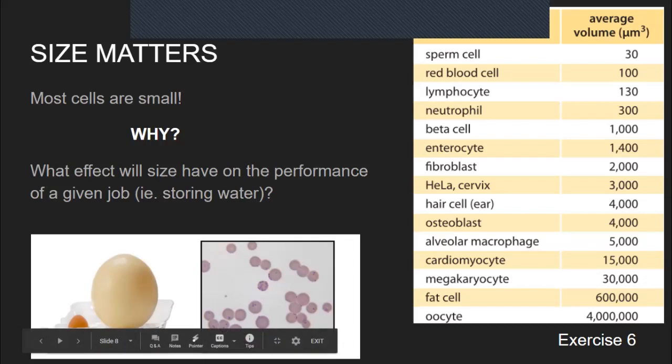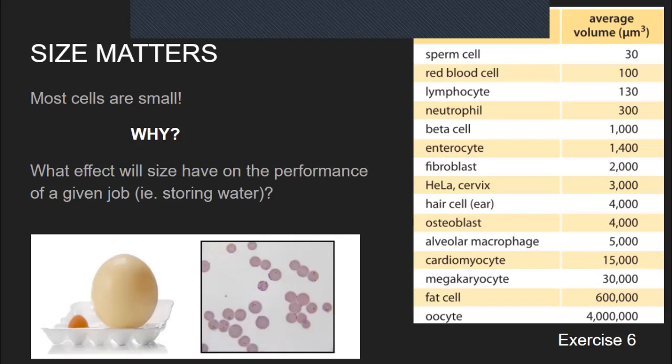So in exercise 6, you do some math where you calculate the surface area and the volume of a cube depending on how big that cube is. And this works for other shapes too, not just cubes. It's just the math is easier with a cube. So they give you that to help make the math nice and easy for you. And of course, when your cube gets bigger, its surface area is going to get bigger and its volume is going to get bigger. But you should see as you do that math that the surface area to volume ratio gets smaller because the volume gets bigger faster.